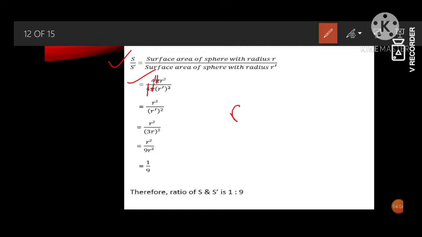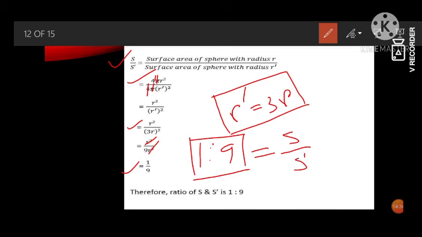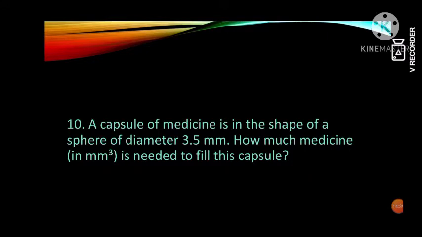So r dash is equal to 3r, that we have seen in our first subpart. So in place of r dash we are going to substitute 3r. So r square by 3r whole square is equal to r square by 9r square. Again 9r square and r square cancel. So we will get 1 by 9. So the ratio is 1:9. This is our ratio for s by s dash, that is, the surface area for radius r by the surface area of radius r dash.